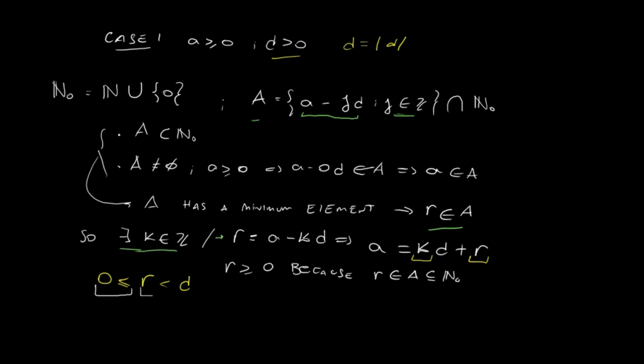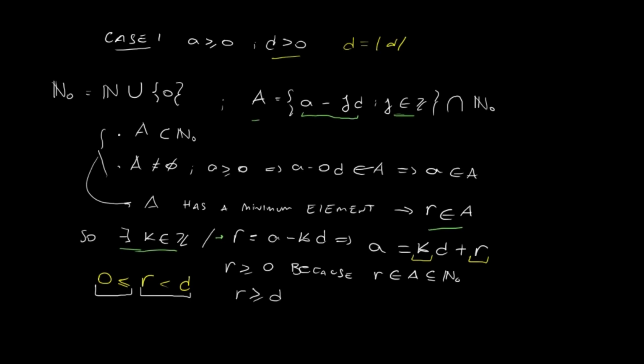Now to prove this second part, we're going to assume the opposite. We're going to assume that r is greater than or equal to d and try to reach something that's absurd. So if r would be greater than or equal to d, then what we would have is that r minus d is greater than or equal to 0. Now looking back, we can see that we have this definition for r: r equals A minus k times d.